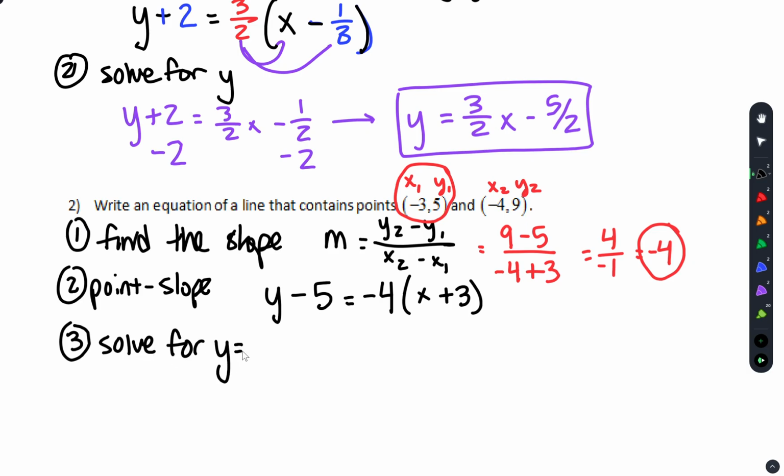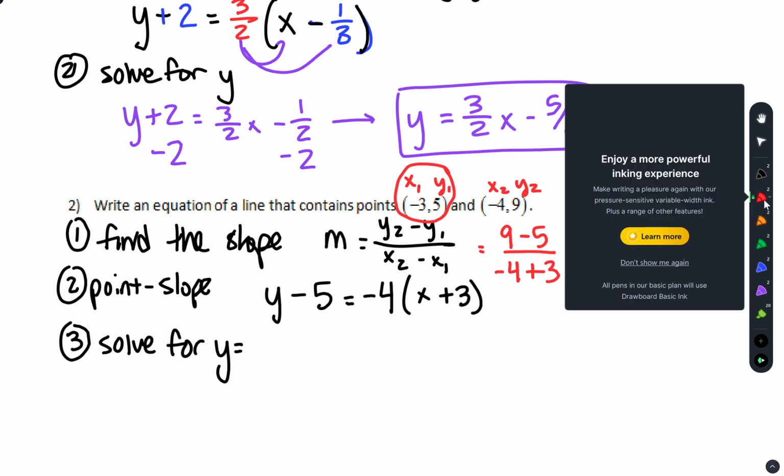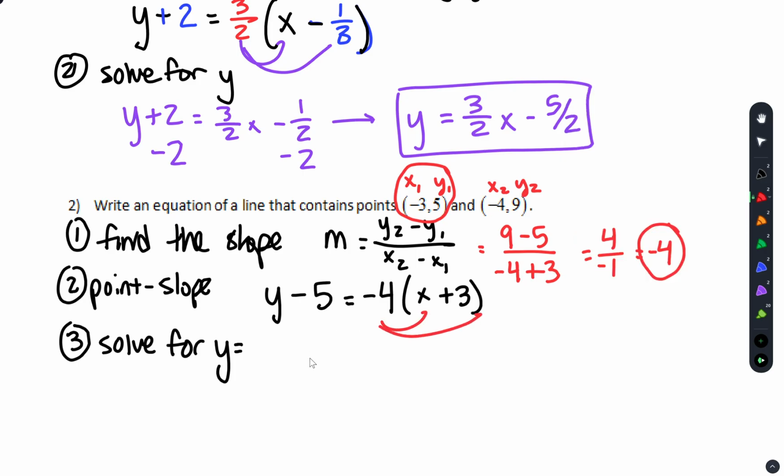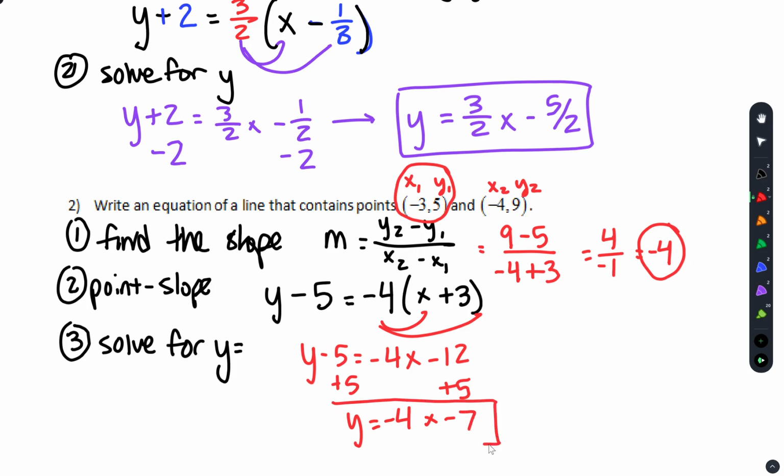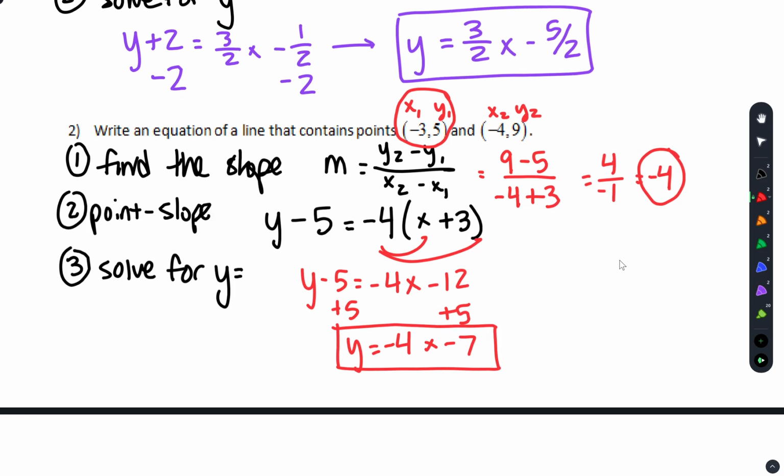Always finish it off by solving for y. We're going to distribute, and we're going to add 5. Any questions on that? We see the process here. Find a slope, find a point, point slope form, then slope intercept form to finish it off.